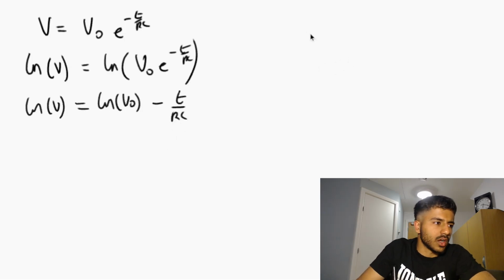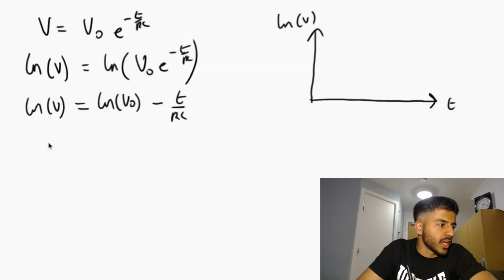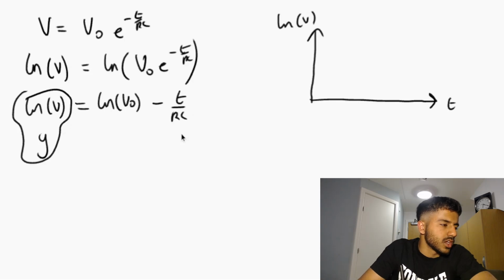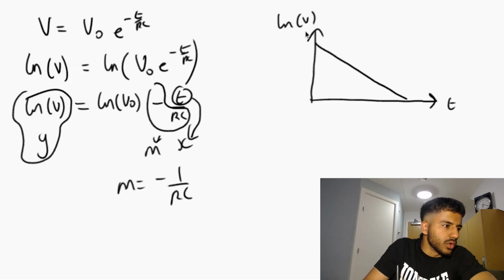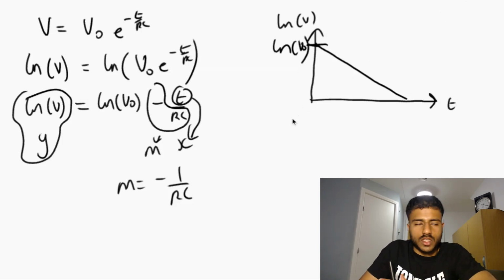So if you want to get a straight line graph, you could actually plot ln of V against time. So if we relate this to y equals mx plus c, we know that the y value is ln of V. You've got x as your t, and your gradient is therefore this minus 1 over RC. So your gradient of this graph is minus 1 over RC. And this graph will be a straight line with y-intercept of ln of V naught. And you may also notice that the gradient is also equal to minus 1 over the time constant.